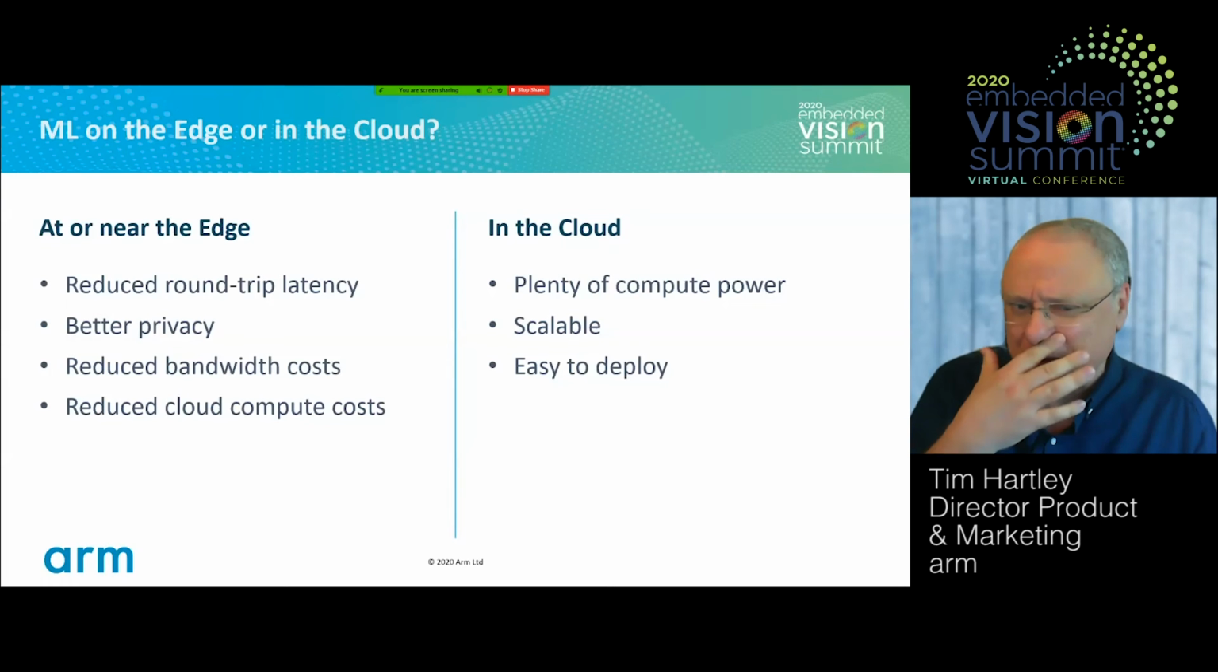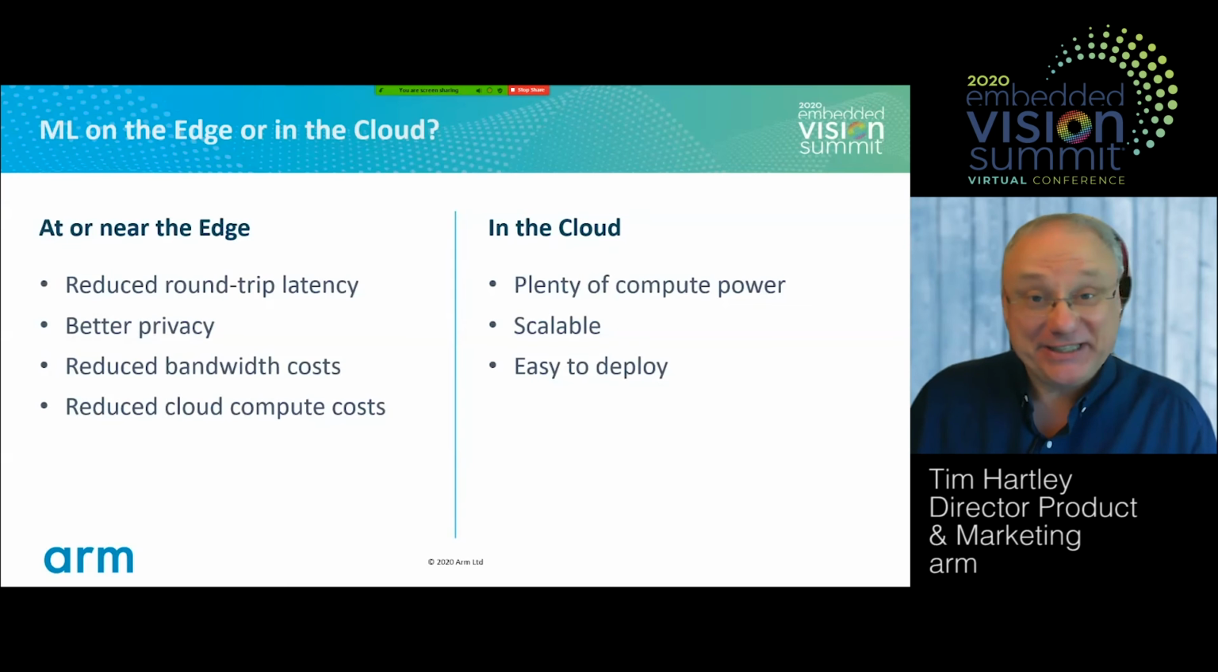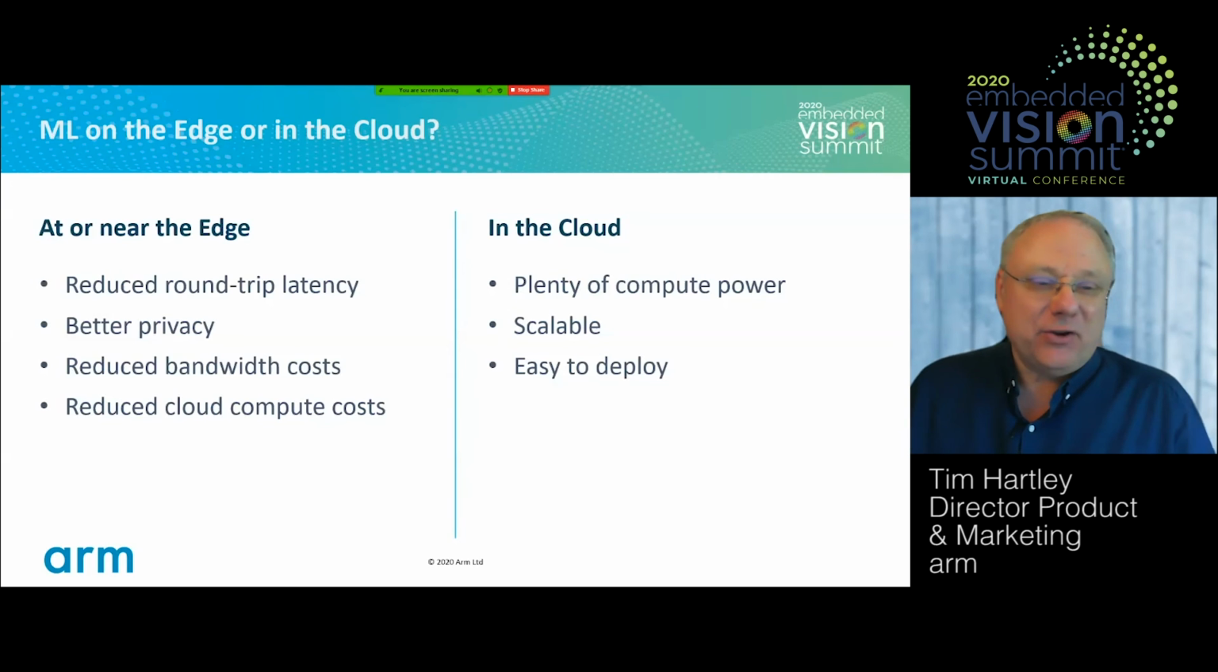However, in the cloud, of course, you have almost limitless compute power. It's very scalable, certainly easier to deploy. It's certainly well evolved. And so really, in an ideal world, we would be looking at a balance of using both edge and cloud for these sorts of distributed workloads.